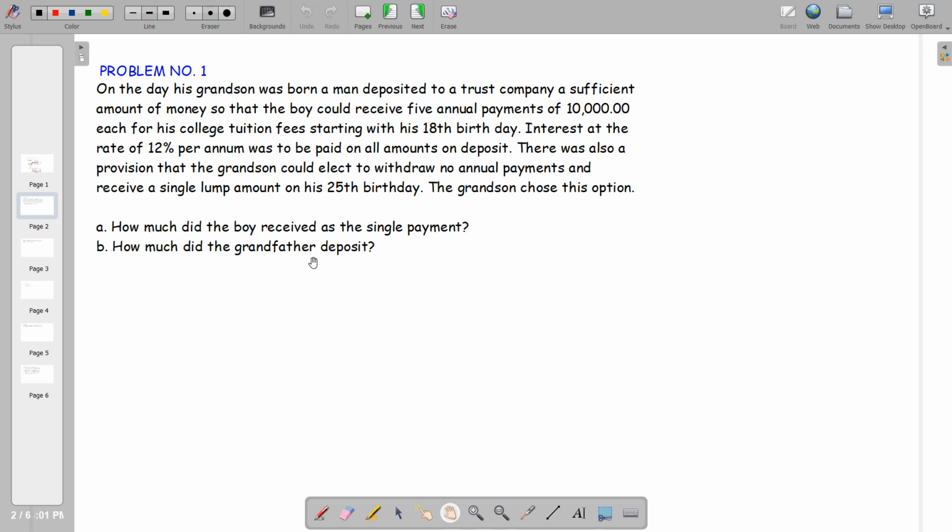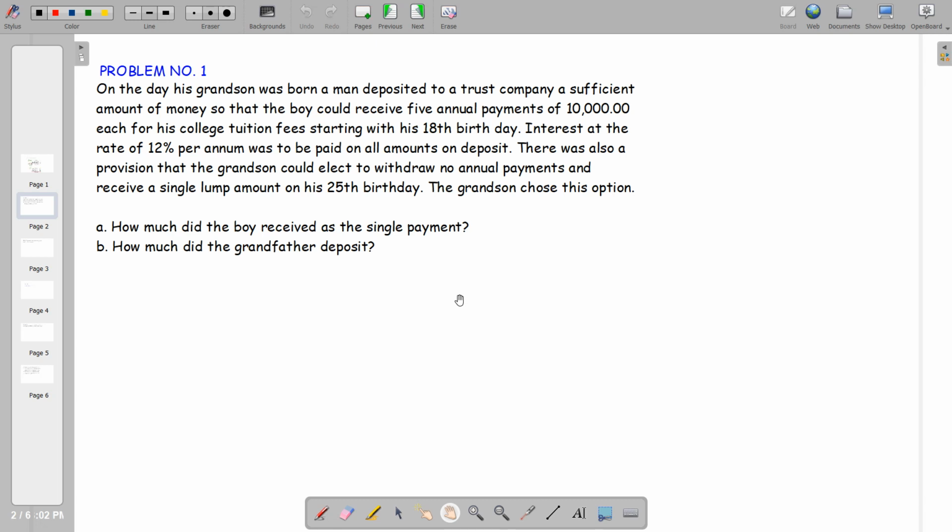There was also a provision that the grandson could elect to withdraw no annual payments and receive a single lump amount on his 25th birthday. So the grandson chose this option. Letter A, how much did the boy receive as the single payment? And letter B, how much did the grandfather deposit?